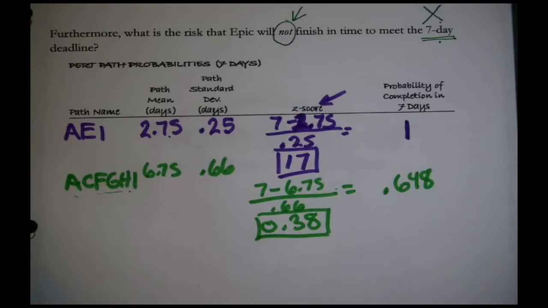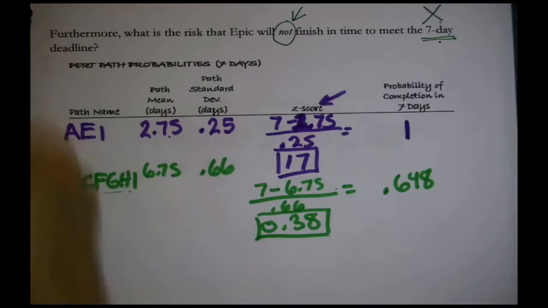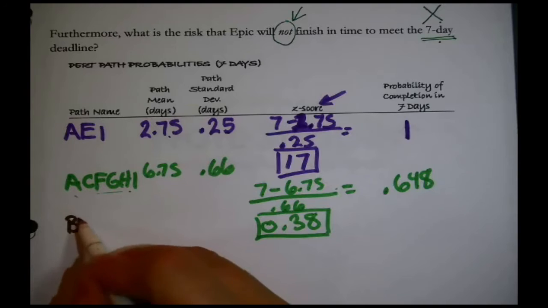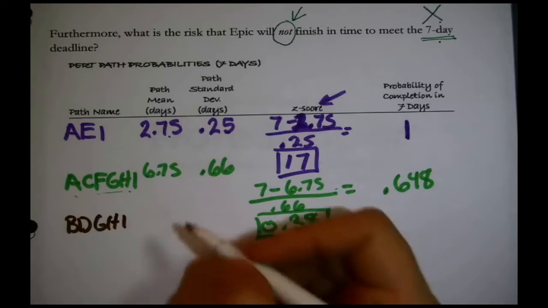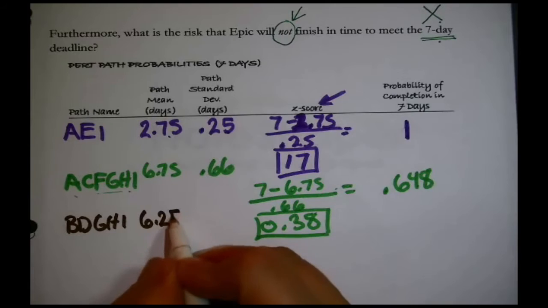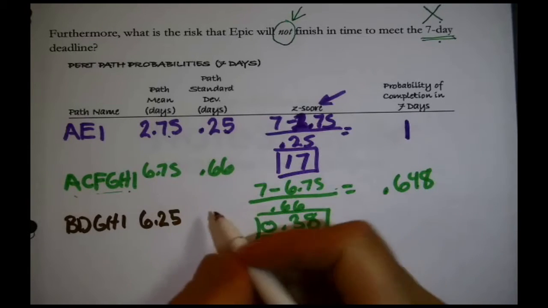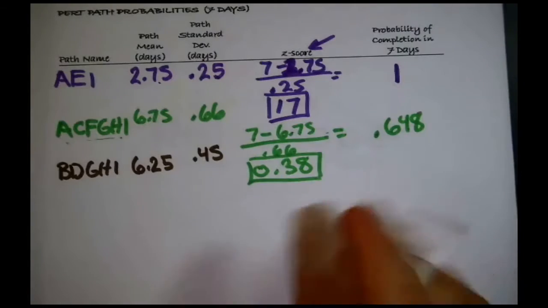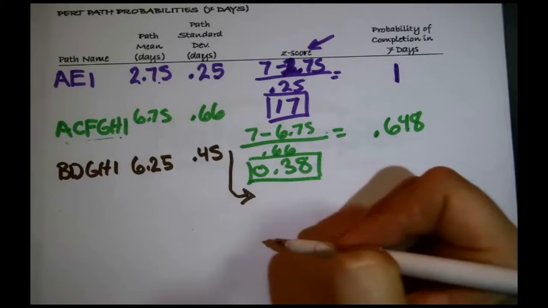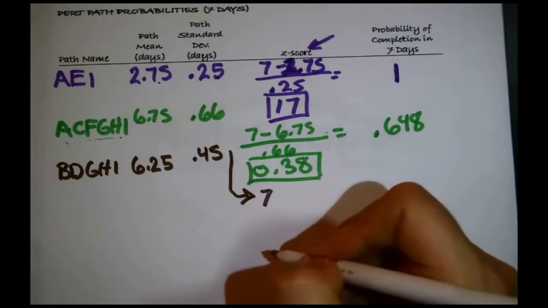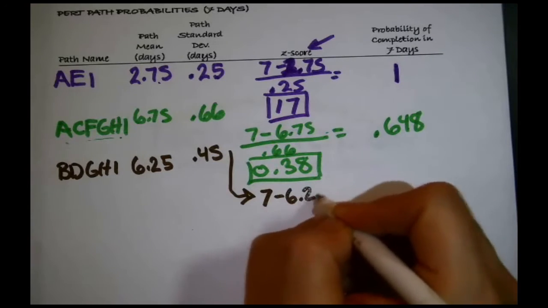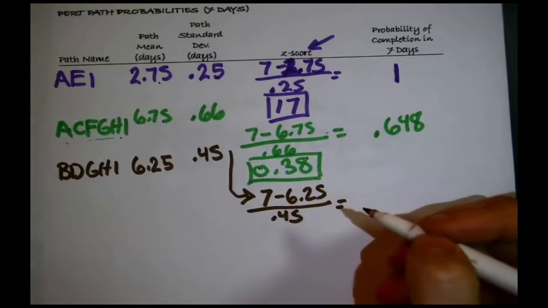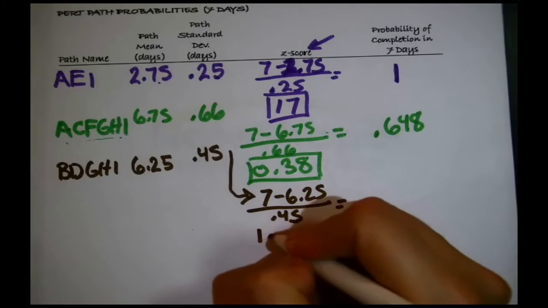Now, we're not done until we've done all the paths. The other one was B, D, G, H, I, same as last time. Same path mean, 6.25 days. Same path standard deviation, 0.45. Don't have to find that again. Do have to calculate another z-score. Because 7 is the number I'm interested in, minus 6.25 divided by 0.45. And I did that, and I got 1.67.